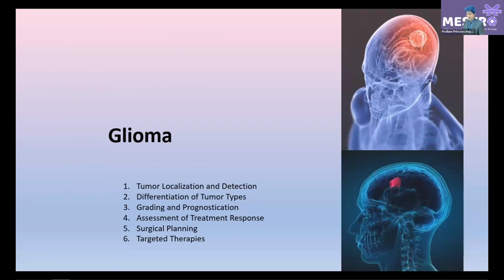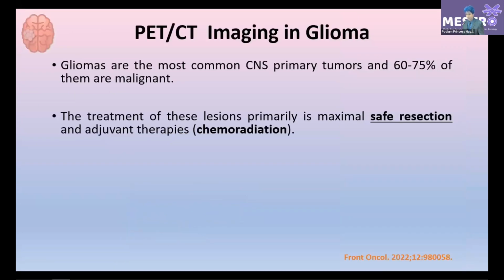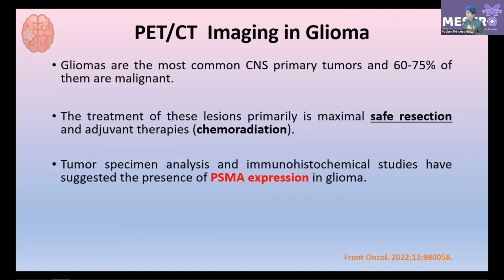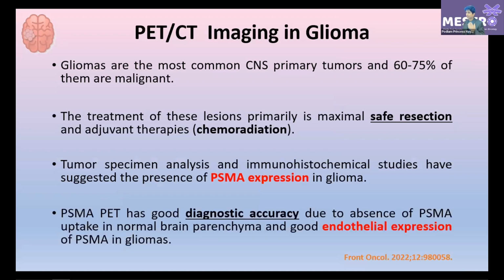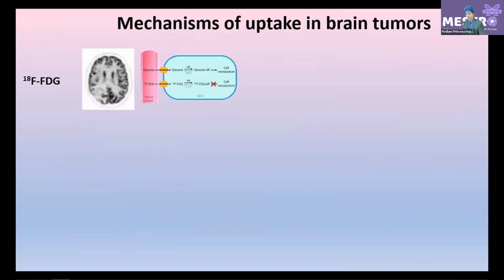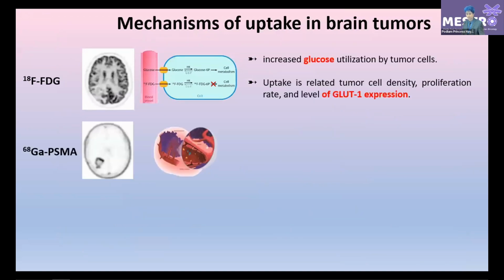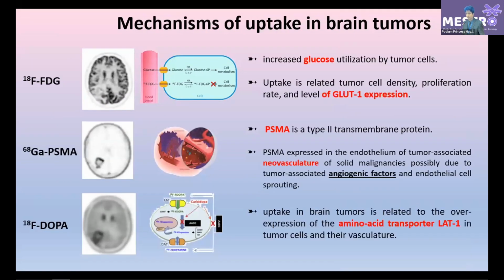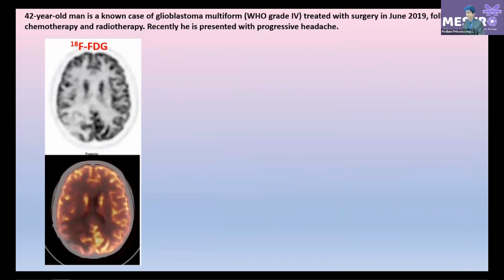Next is the gliomas. Gliomas, as you know, are primary tumors, 60-70% are malignant, treated with safe resection or adjuvant chemoradiation. PSMA, as you know, can be very specific for the prostate, but it is a marker for neovascularization, and you can use it in gliomas as well. I just skipped the PSMA slide and want to show you an interesting case of glioma.